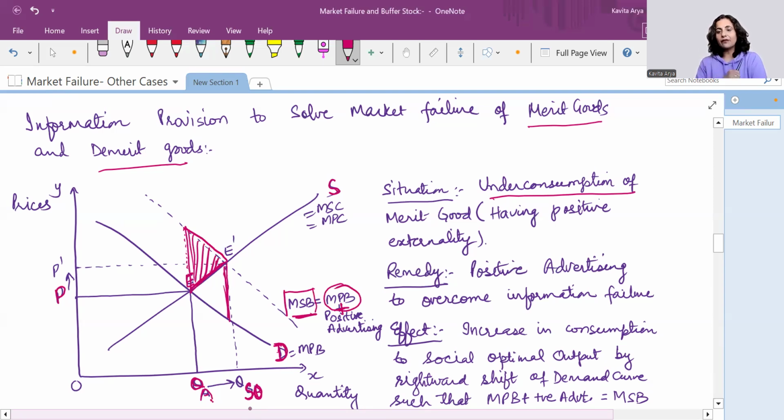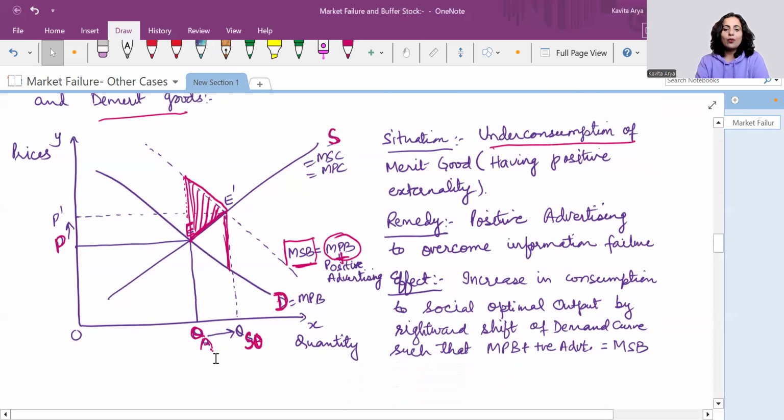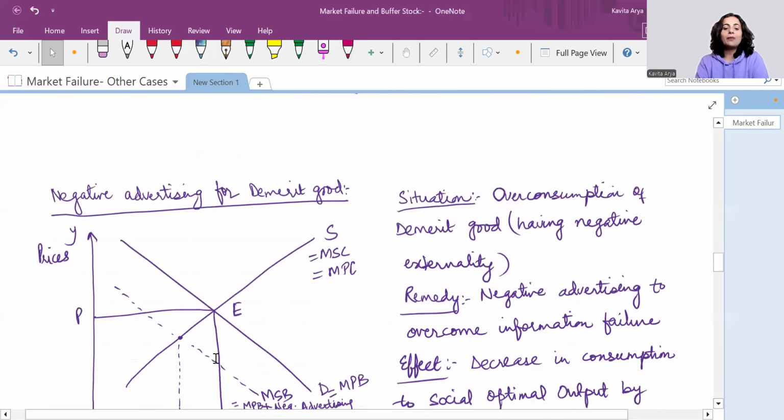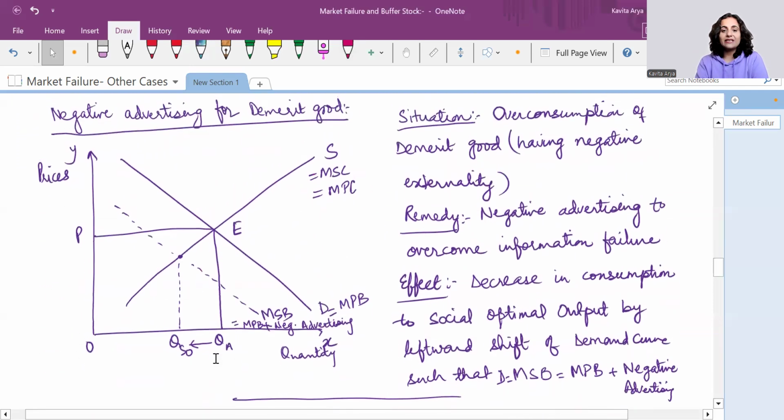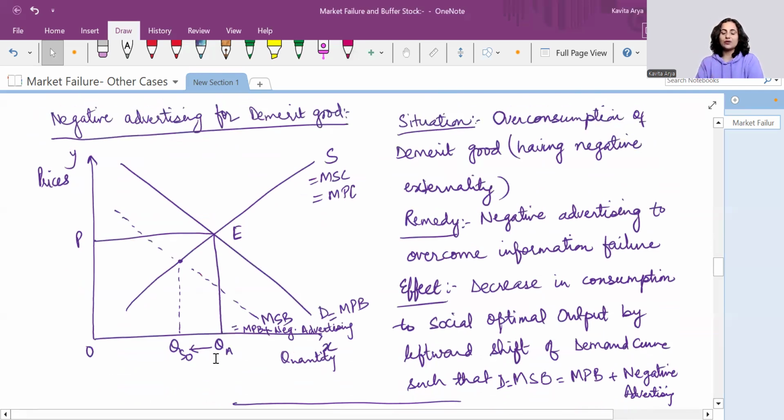When we say information failure, it means those who are consuming it do not know the benefit to them and to the society. Or when we say information asymmetry, it means the information is there with them, but it is less than the depth which is required. It means people do not know the whole aspect, all the other benefits also. They half-heartedly know the benefits, right? So on a very similar note, when we talk about negative advertising for demerit goods, what is this situation?